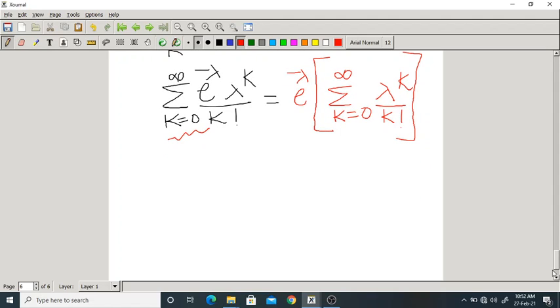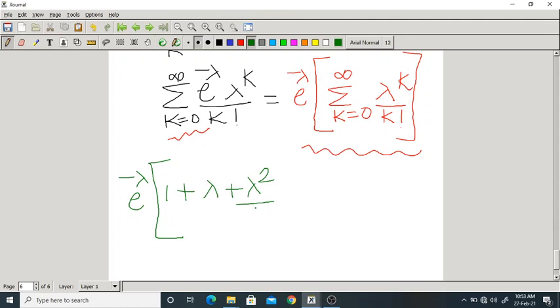So let us expand this. What will happen? So e power minus lambda, that is outside. So let me expand the summation. If k equal to 0, it is 1, plus if k equal to 1, lambda. If k equal to 2, lambda square by 2 factorial, plus k equal to 3, lambda cube by 3 factorial, plus so on, so on, so on.